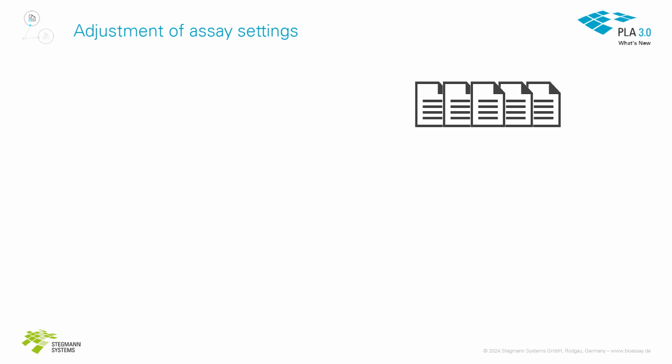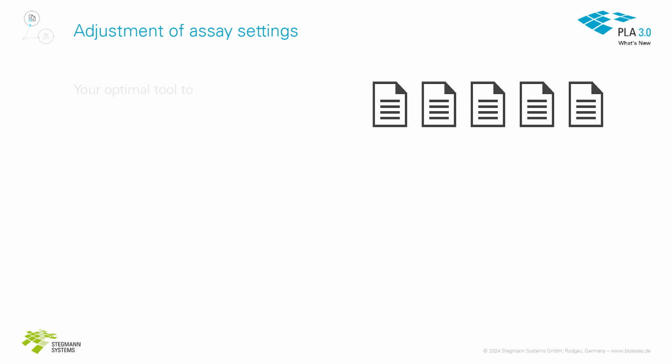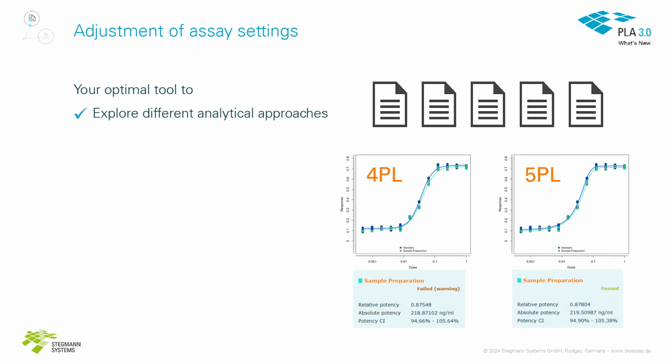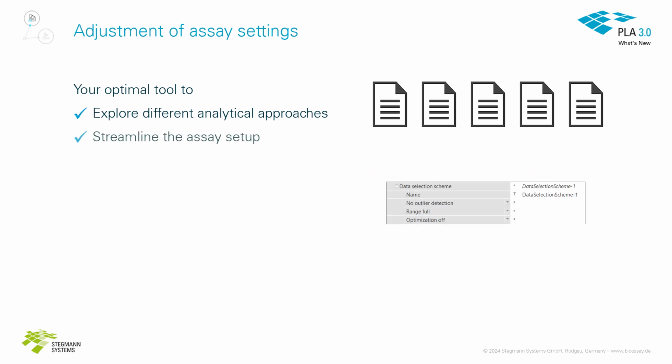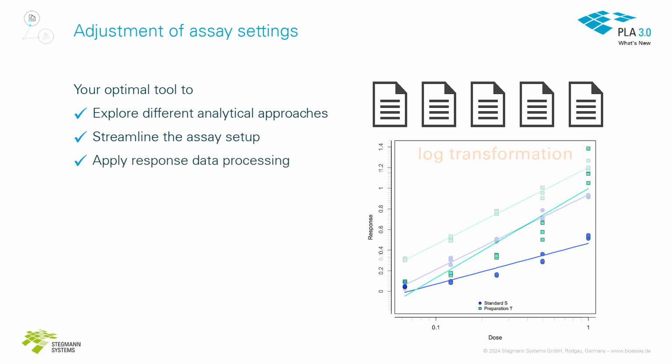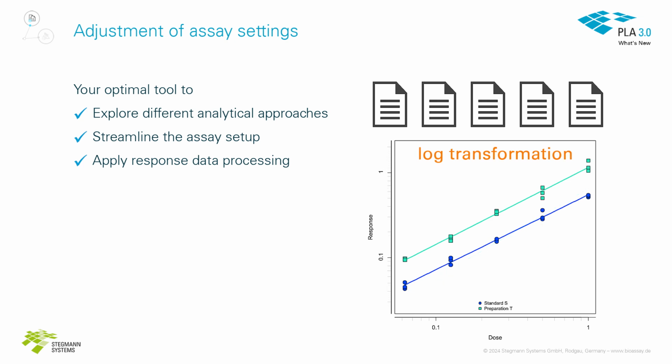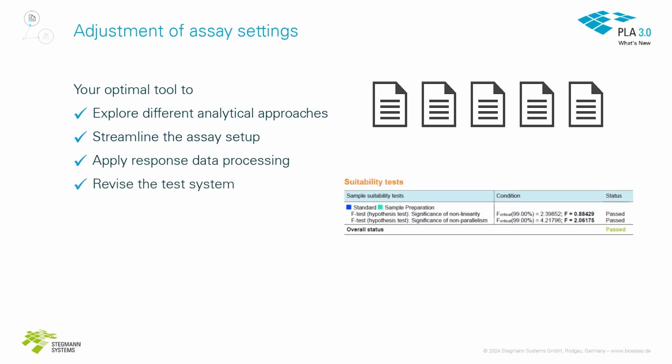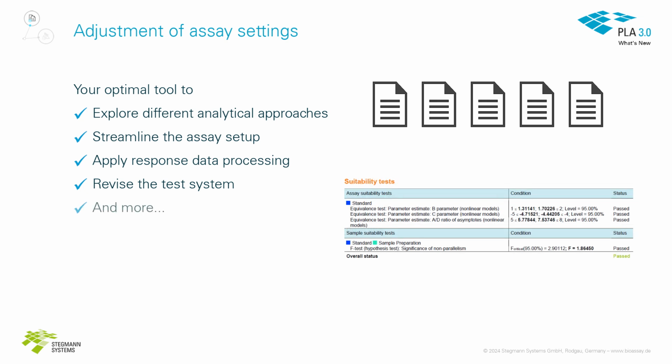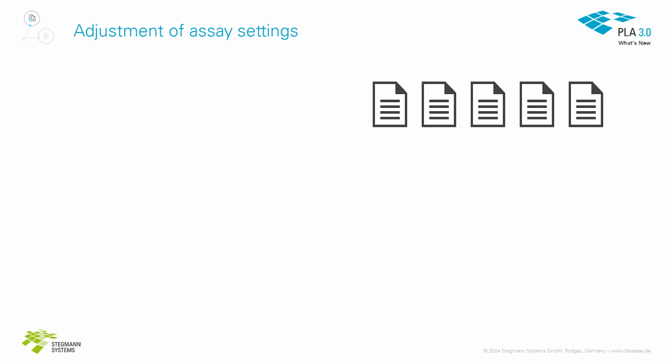Adjusting the assay analysis across multiple runs may be necessary for various reasons. For example, to explore the influence of different analytical approaches on the potency result. Or to streamline the assay setup. You also might want to apply response data processing. Or revise the test system. The toolkit supports you in all these tasks, quickly and efficiently.